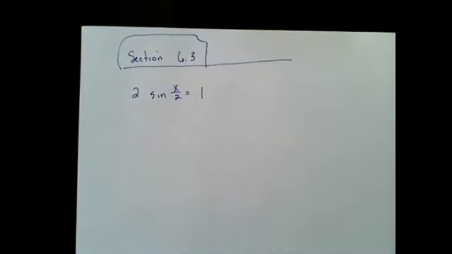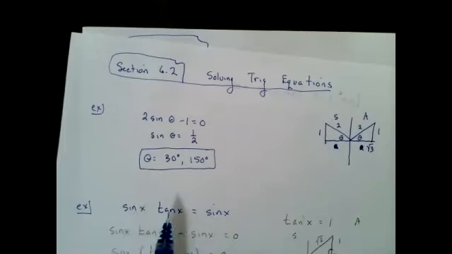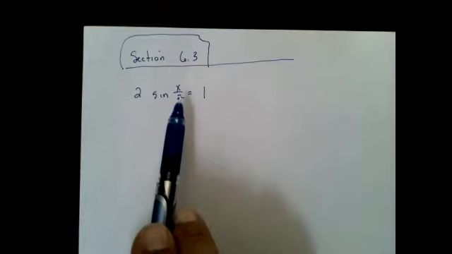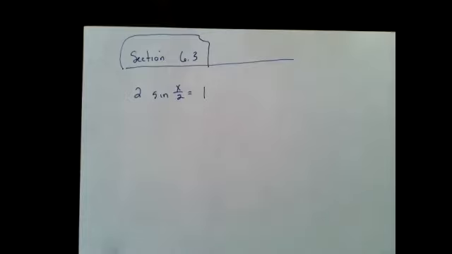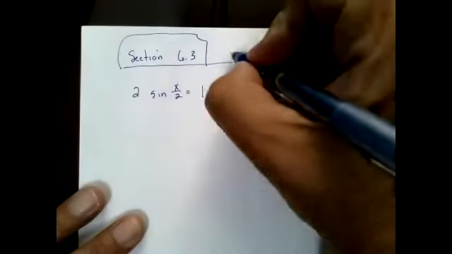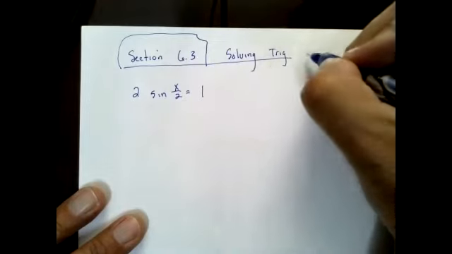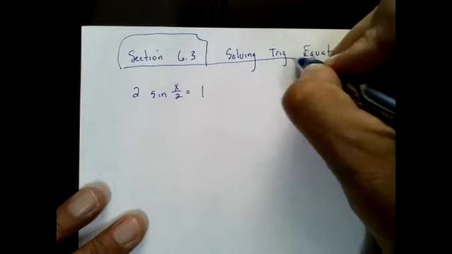So we're no longer working like we just did in 6.2, where all of these were just sine of theta, sine of x, tangent of x. We're now going to bring into play some things like the half angle and work with it. Not to be confused or anything, it's the same thing. We're solving trig equations, but we're applying more and more things that we've learned.